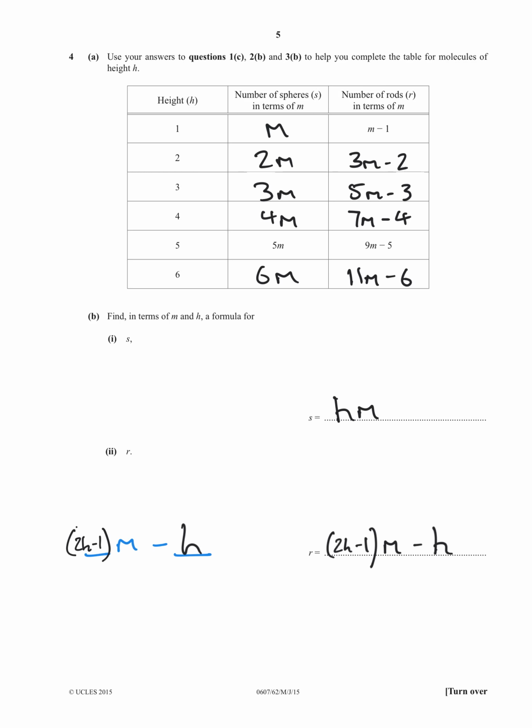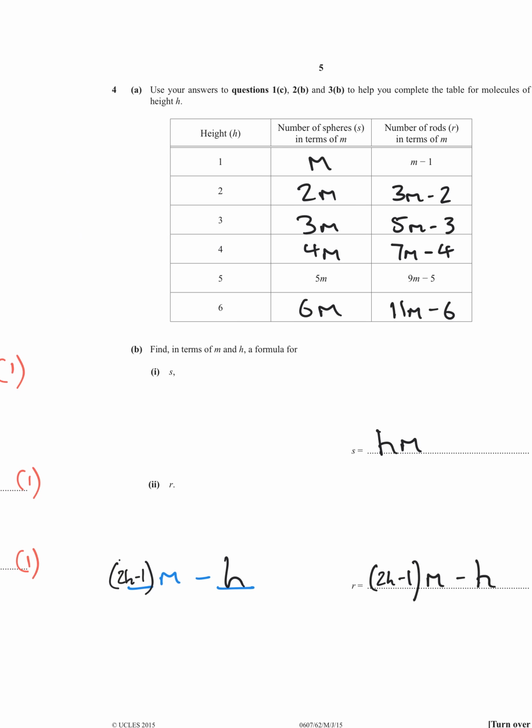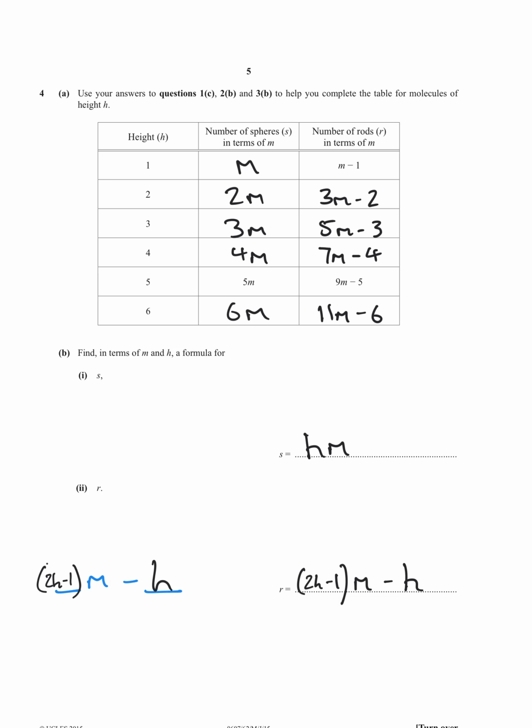Okay, like I said, we really are on a roll now. A couple of questions to go. Oh, I didn't go through the marks here. So for this one, there's 2 for the table, 1 for each column. There's 1 here for this formula, and another 1 for this formula here.